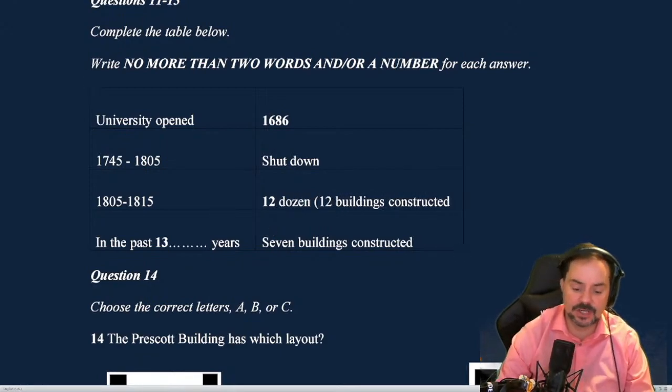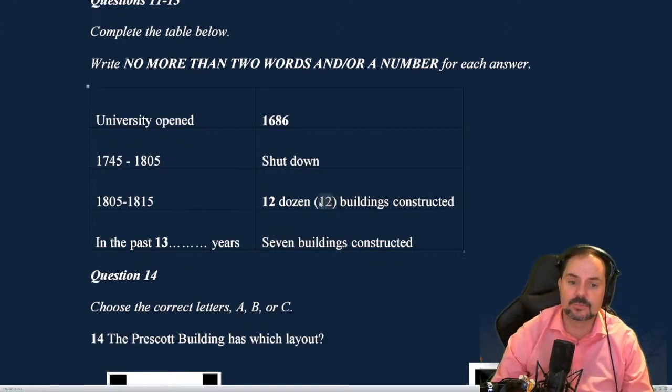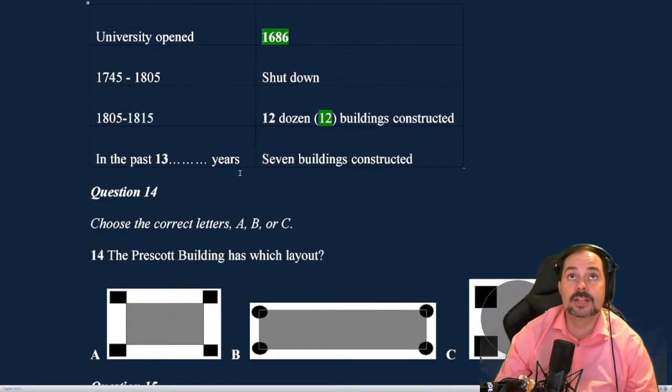So 12 is your easiest answer, okay? Dozen would be correct as well, but dozen's just a little bit slower to write. More spelling mistake opportunities. So 12. Okay, question 12, the answer is 12. Okay, and for that previous one, it was 1686. So 12 was the right answer. Good for you, Navdeep, for getting a dozen.